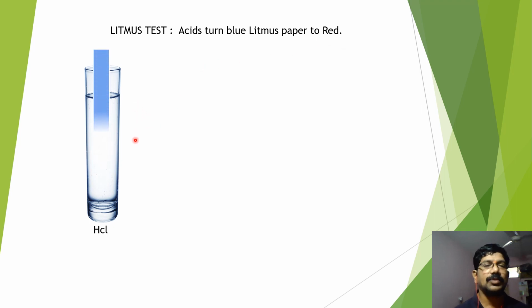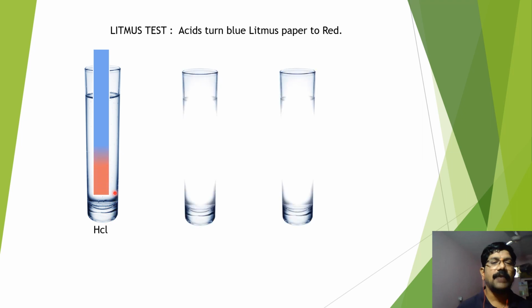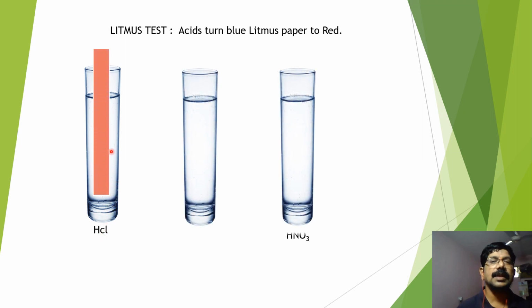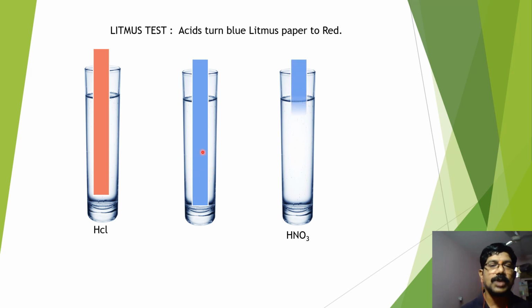After this animation, I have taken 3 test tubes which consist of different acids. In this test tube, I have taken HCl and inserted blue litmus paper. This blue litmus paper turns to red. Observe this one. Next, here also, I have taken sulfuric acid and immersed blue litmus paper. The blue litmus paper turns to red.